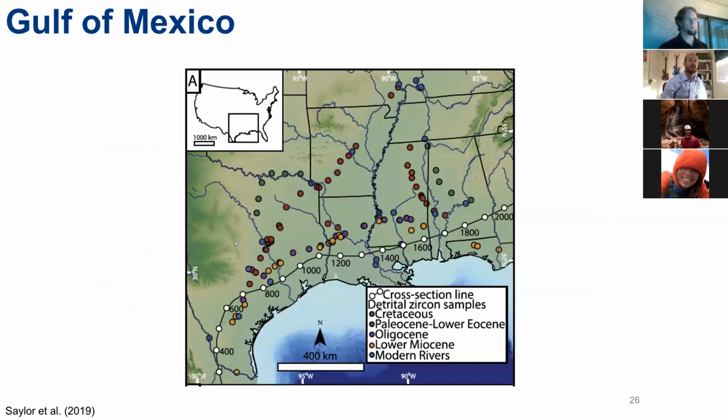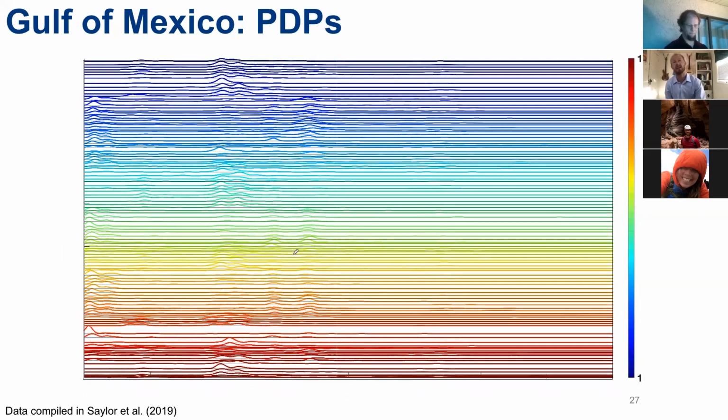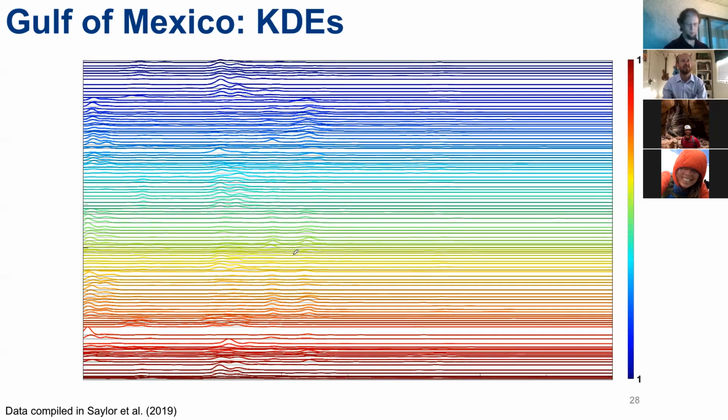Let's move on to the Gulf of Mexico. This is a data set that Glenn compiled, and he was kind enough to contribute to a paper that Joel took the lead on that came out last year. Glenn put a bunch of time into putting together this data. The point of this is to show what happens when you have a lot of data. So if you have over 100 samples, here are 111 samples from this data set. That's a probability density plot. That's a kernel density estimate. And you're not going to see a whole lot of difference there, right?